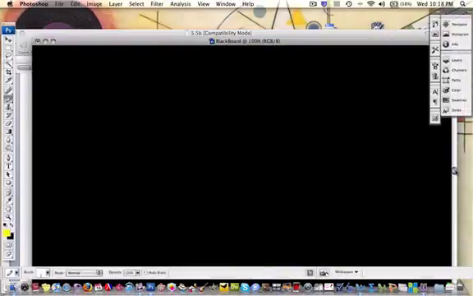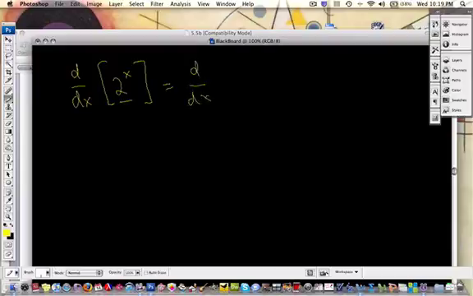Scroll down here. So I want to do the derivative of 2 to the x. I'm going to start by rewriting 2 to the x in base e. So this is kind of the prep step. I'm rewriting what I'm differentiating, the function I'm differentiating. So I'm doing the derivative of e to the ln 2 x.